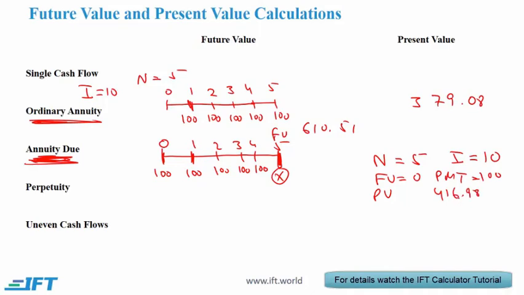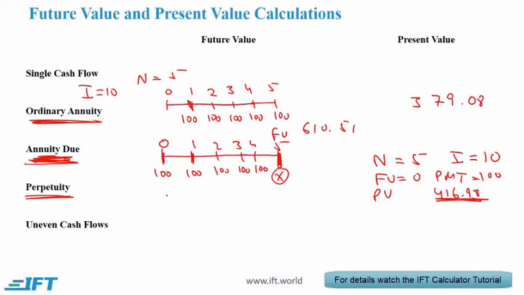Notice that with an annuity due, the present value is higher than what we have with an ordinary annuity, and this is because the payments are being received earlier. With the perpetuity, we get a cash flow every year forever.